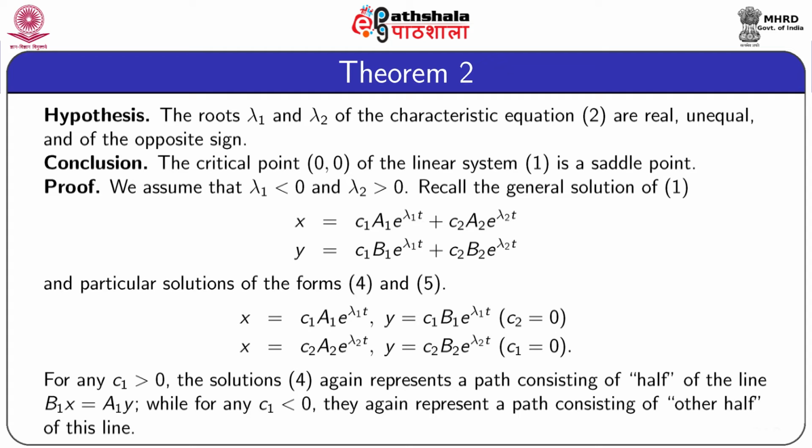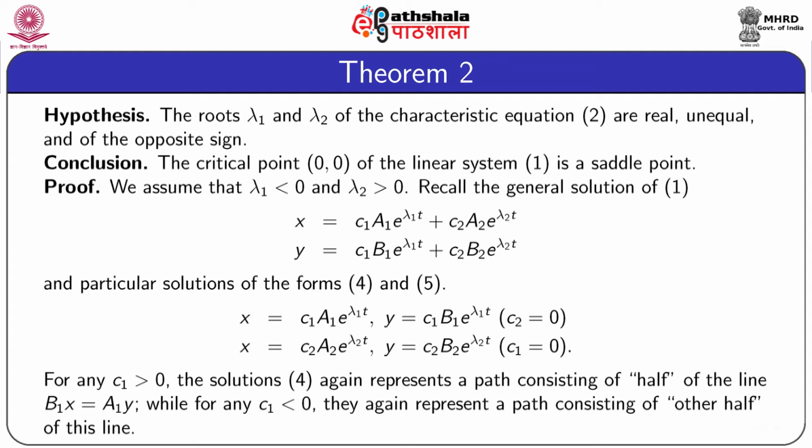In our second theorem, our hypothesis is that the roots lambda 1 and lambda 2 of the characteristic equation 2 are real, unequal and of the opposite sign. The critical point in this case is a saddle point, and since they are of opposite sign, we assume that lambda 1 is less than 0 and lambda 2 is greater than 0.